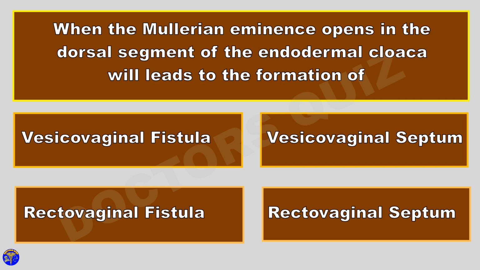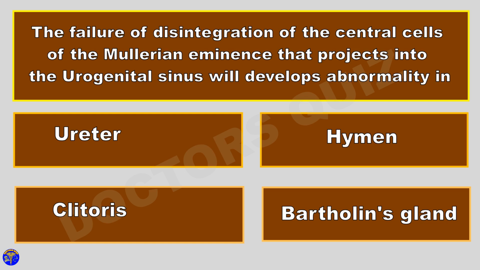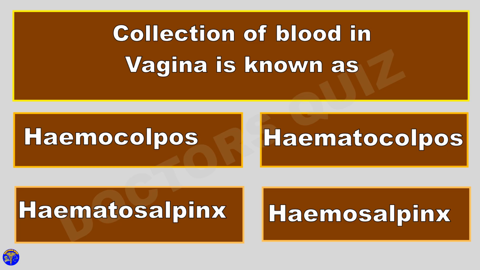When the Mullerian eminence opens in the dorsal segment of the endodermal cloaca will lead to the formation of rectovaginal fistula. Collection of blood in uterus is known as hematometra. The failure of disintegration of the central cells of the Mullerian eminence that projects into the urogenital sinus will develop abnormality in hymen. Collection of blood in vagina is known as hematocolpus.